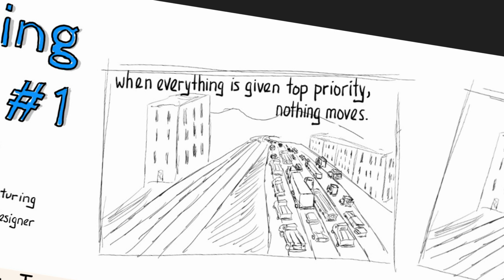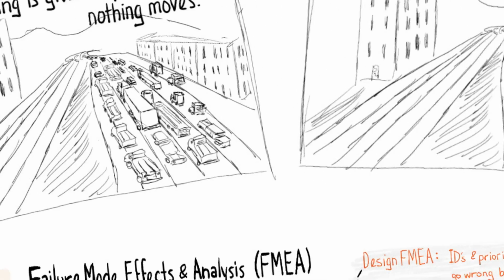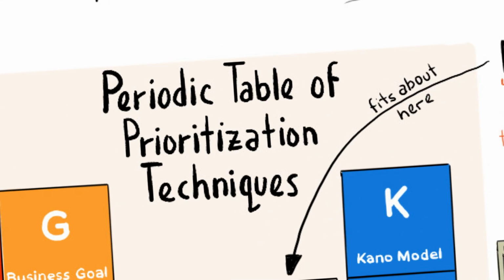What would happen if we managed traffic in a way that we only allowed very few cars to go through, but removed all speed limit barriers? What you would end up with was that everyone would be able to get through, get to their destination in a brief time.